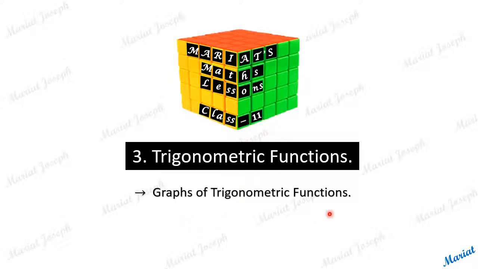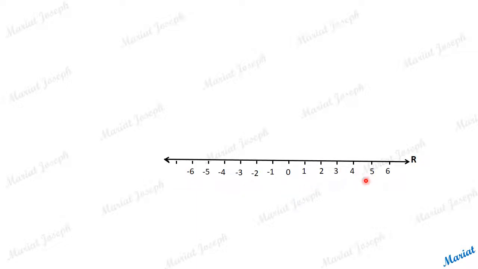Graphs of trigonometric functions. We will begin with a number line. On this number line, I am going to plot some special real numbers. Those real numbers are going to be the measure of some angles in radian measure, measure of angles taken in standard position.